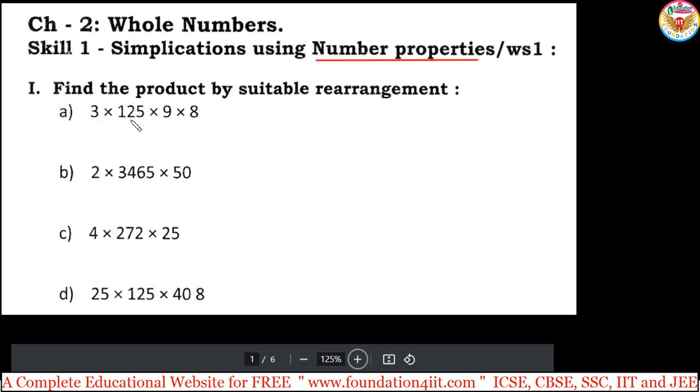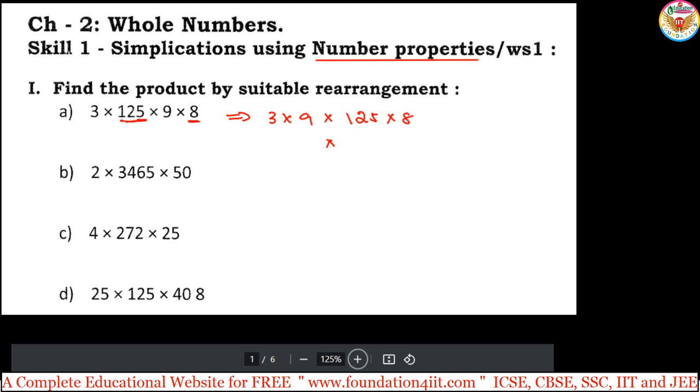Okay, 3 into 125. It doesn't end with zeros. 5, 9, 45, not ending with zeros. 5, 8. Units you can multiply. 5 into 8 is 40, ends with 0. Like that you can observe and see the rearrangement. First you multiply 125 times 8. That is a rearrangement: 3 into 9 into 125 times 8.